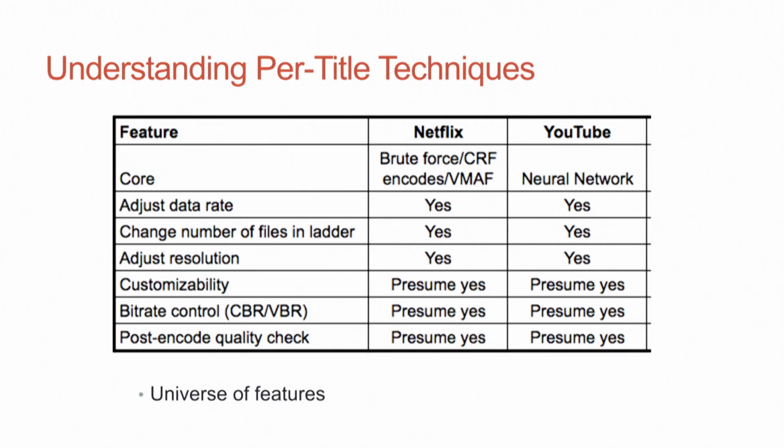So the things I look at when I evaluate a per title technology, I want to understand the core, how it works, what it's actually doing to evaluate the complexity of the video file. And what Netflix does is they encode each clip hundreds of times using different parameters, and then they use VMAF to identify what the best parameters for that encoding is for that clip. So they're literally, each clip they encode and send out, they're encoding a few hundred times.